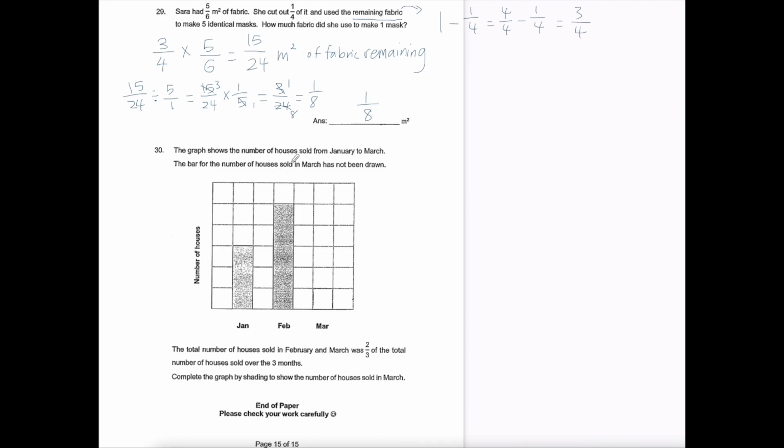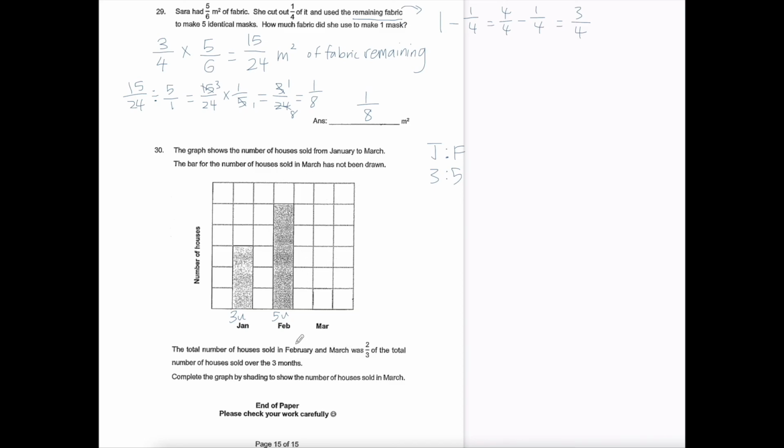The graph below shows the number of houses sold from January to March. They show January and February, and I'm guessing we have to draw March. The number of houses sold in February and March was 2/3 of the total number of houses sold over 3 months. Let's get some information from the graph. This is 3 units, and this is 1, 2, 3, 4, 5 units. So from the graph, January is 3 out of 5.